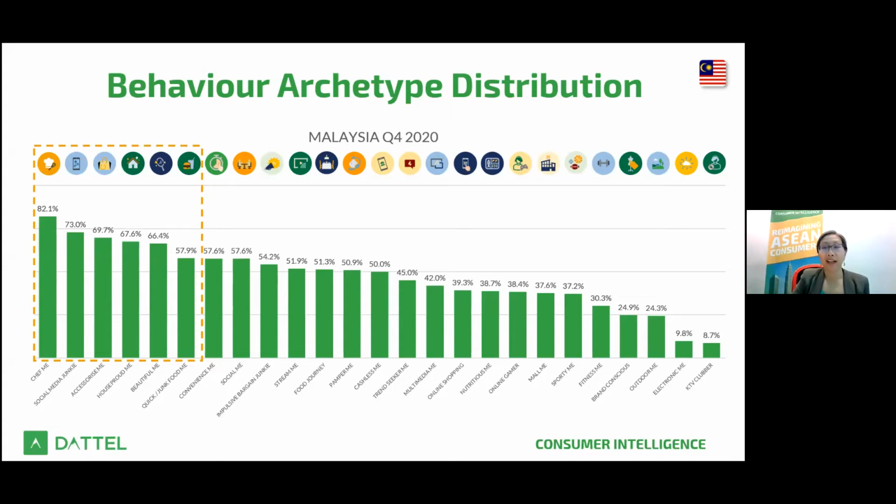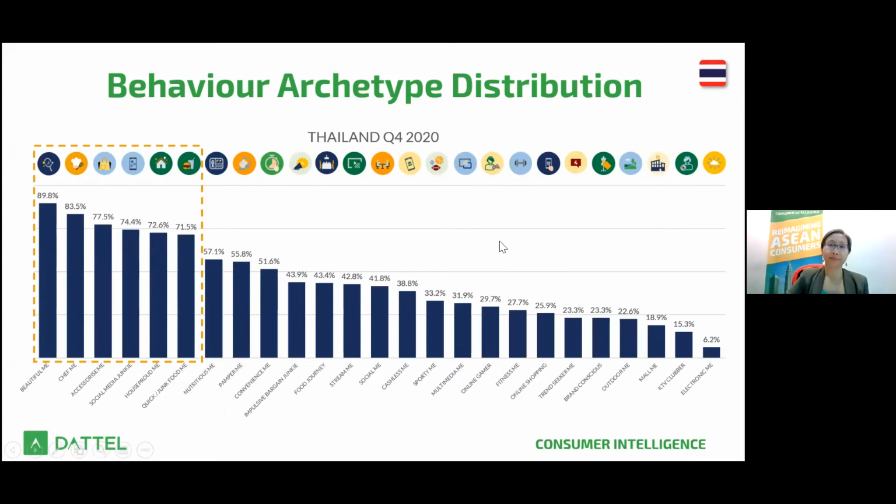Okay, so let's take a look at Thailand now. And this is what Thailand looks like. If you notice, there are some differences in terms of the order. Previously, Chef Me was the highest. Now, Chef Me as a proportion in Thailand is still a little bit higher than in Malaysia, bearing in mind also that the population in Thailand is bigger than in Malaysia. But Beautiful Me is actually the most common or most dominant behavior archetype.